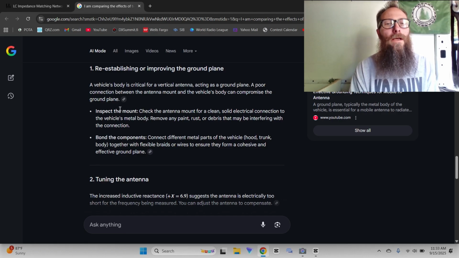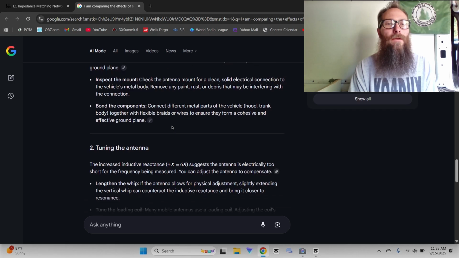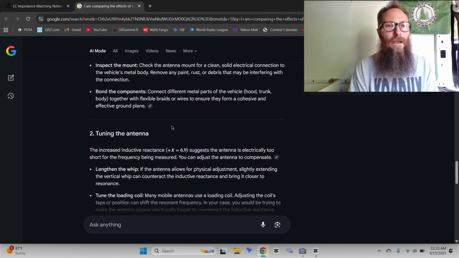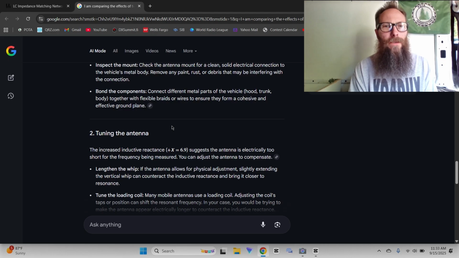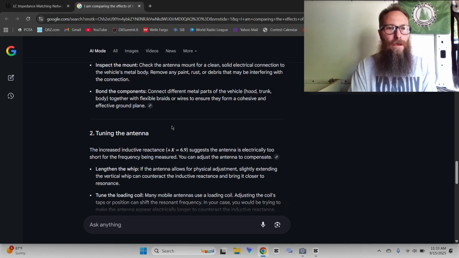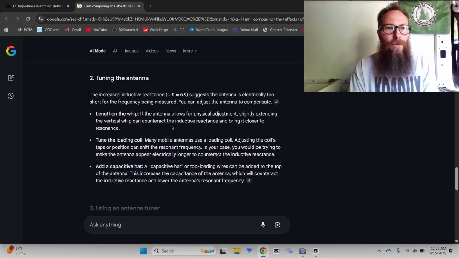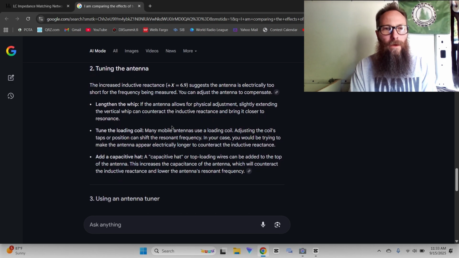Inspect the mount, good idea. Bond the components. Now my van is very much one piece of metal except for the doors, and the hood is very small, so I don't think that's going to have a huge effect. Say you had a sedan with a large hood and a sizable trunk. If the trunk and the hood are not bonded and making a good ground plane, I can see where that could be a pretty big problem. Okay, here are some other things that we have thought of before.